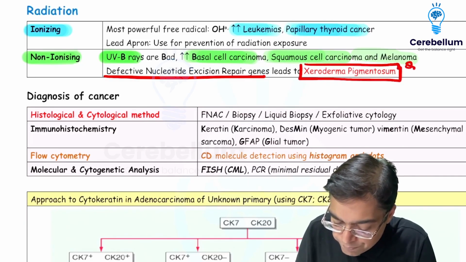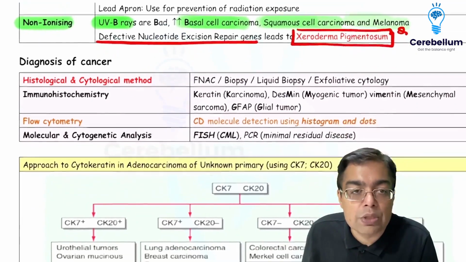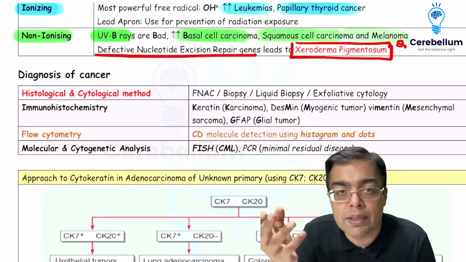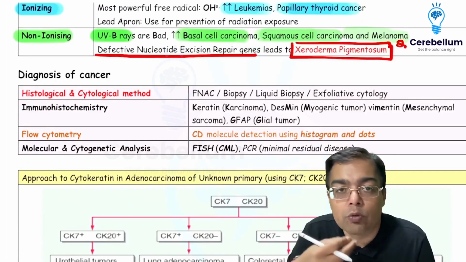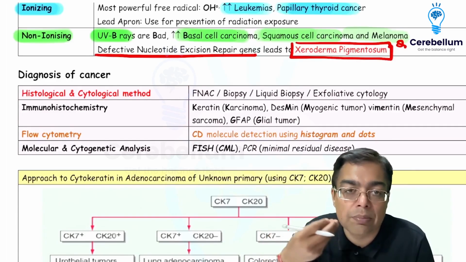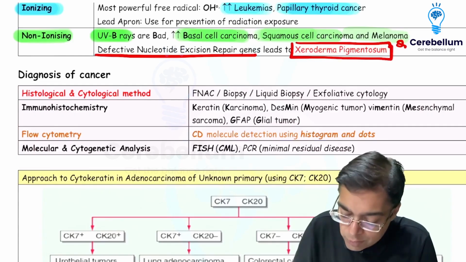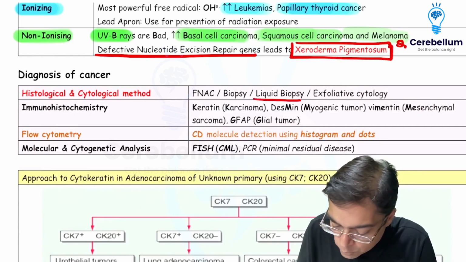Xeroderma pigmentosum. How exactly do we make a diagnosis of a cancer? Of course, that would be requiring the histological and the cytological methods, primarily the bread and butter of a pathologist. That would be something like an aspiration. That can be something like a biopsy. We do have a novel concept appearing nowadays, which is the concept of liquid biopsy.